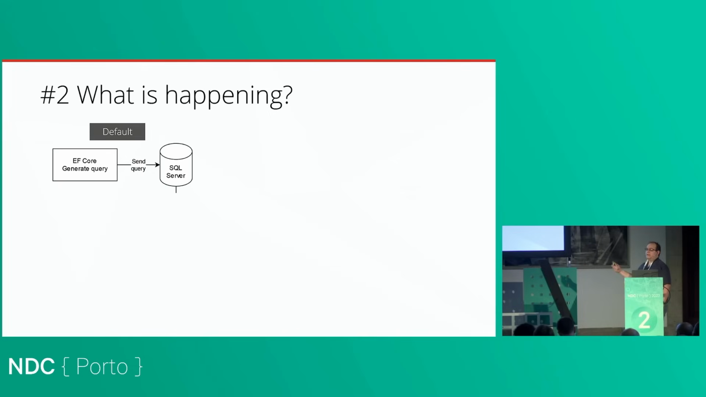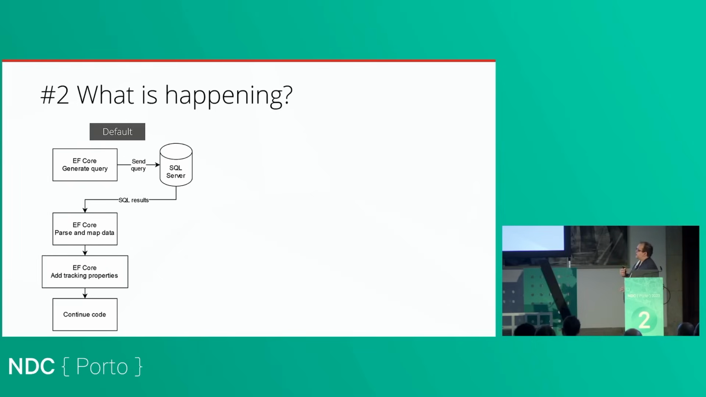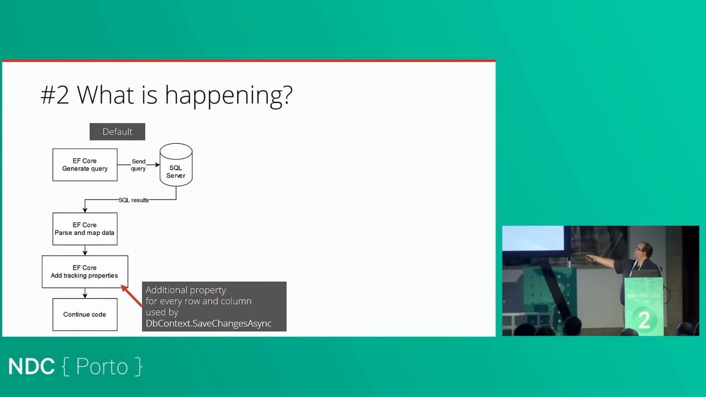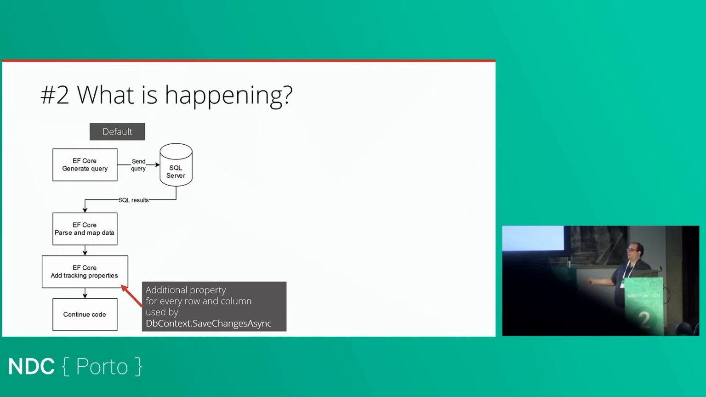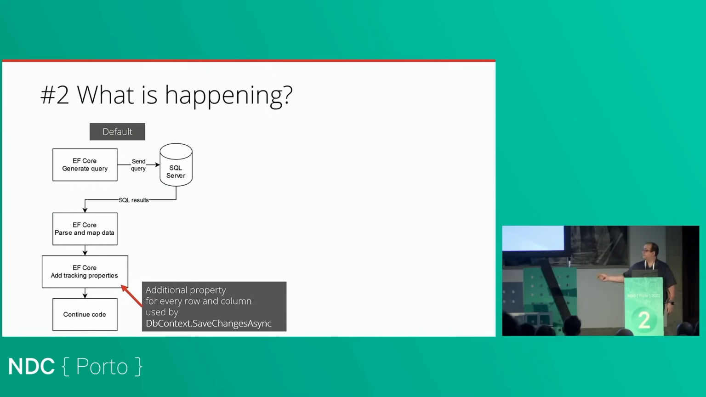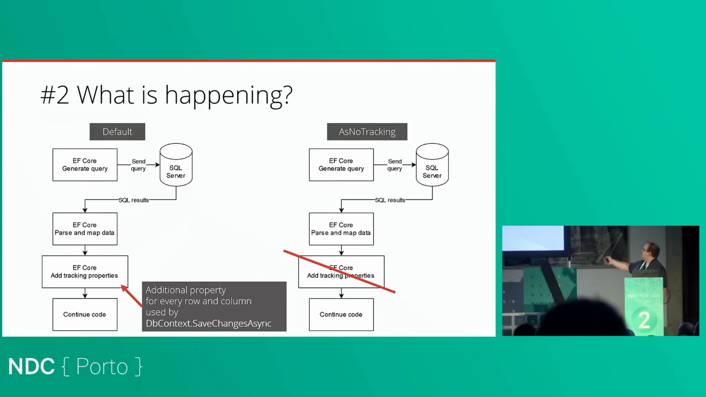And the consequence of that is, by default, when we are fetching data from the database, we generate the query, we get the SQL Server to respond back with the data, we parse and map the data in EF Core, and then EF Core adds additional properties to track all of your columns and all of your rows. So when you do SaveChanges, it knows what changed. And with AsNoTracking, that doesn't happen. So whatever changes you make, when you do SaveChanges, they won't be saved.